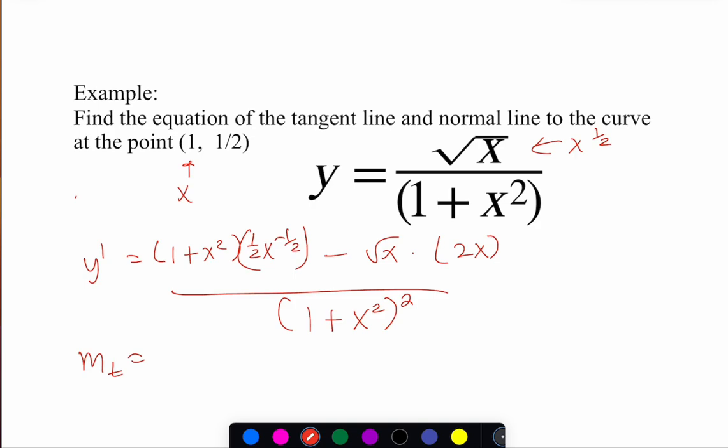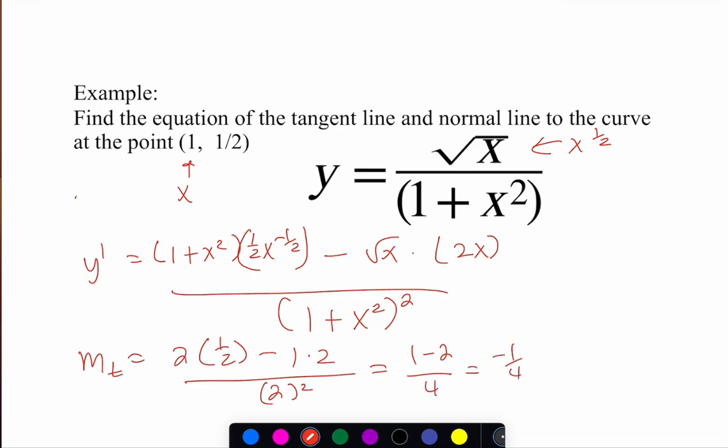So if we plug in 1, we get 2 times 1/2 minus 1 times 2, all over (1 plus 1) or 2 squared. 2 times 1/2 is 1. 1 minus 2 is negative 2 over 4. The slope of the tangent is negative 1/4. That wasn't horrible to plug in. So now the equation of our tangent line is just y minus 1/2 equals negative 1/4 times (x minus 1). There you go. Got the slope of the tangent. We got the equation of the tangent line.